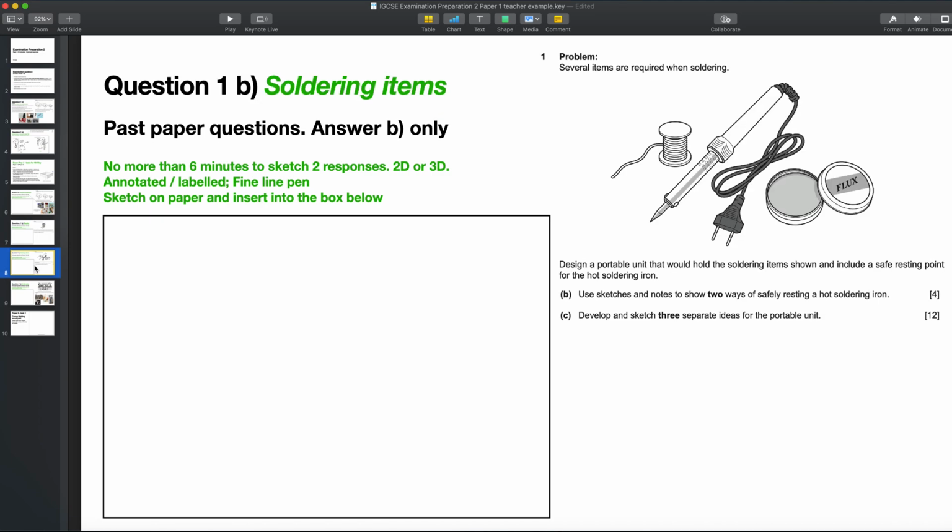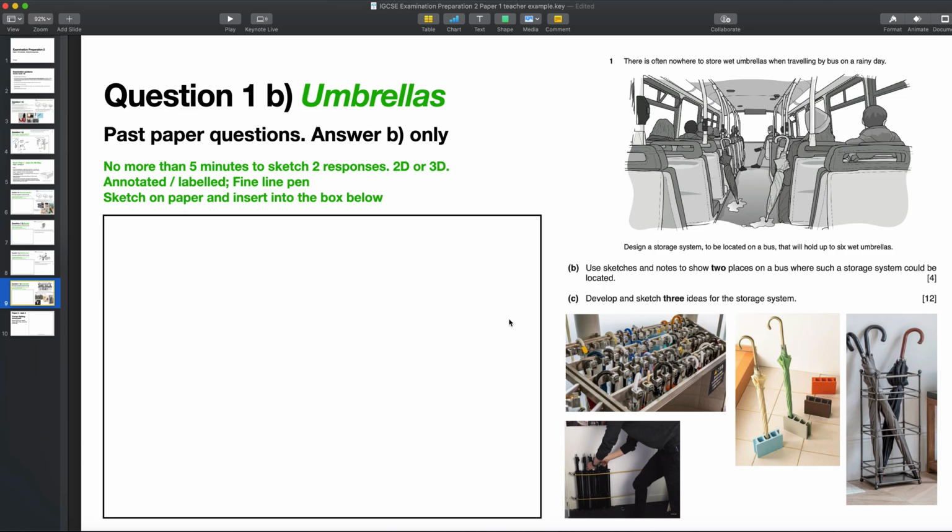This one, soldering iron, using sketches and notes to show 2 ways of safely resting a hot soldering iron. This is the hot soldering iron, so after it's been used, you need to rest it. Okay, so you could, very simply on that, have a quick look on Google to see if you can see any other solutions for that. But basically some way of holding it, ideally so it's not touching something. So the hot part, which is this part from the bottom, the bit that looks more like a pencil, would be very, very hot.